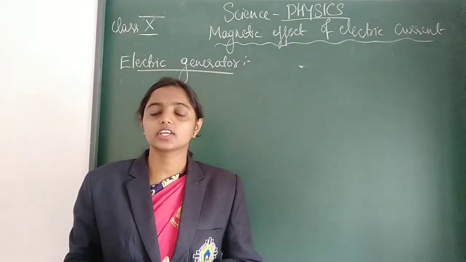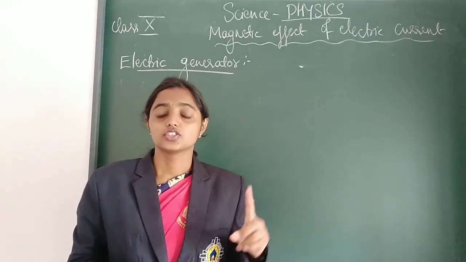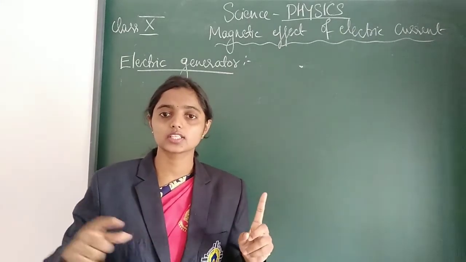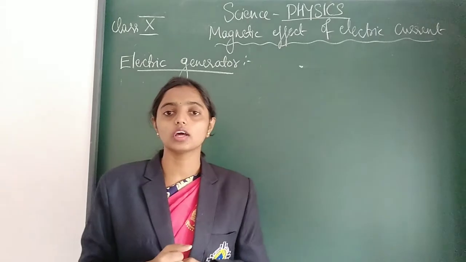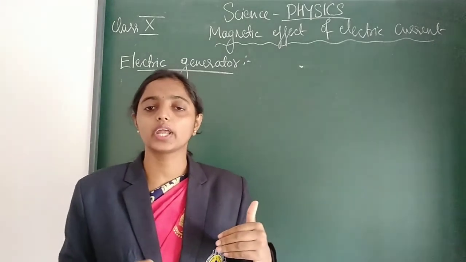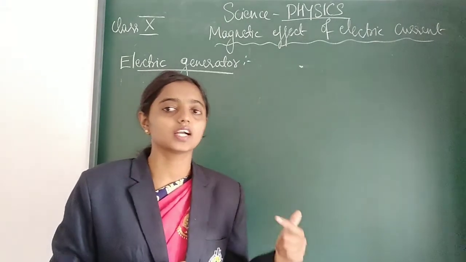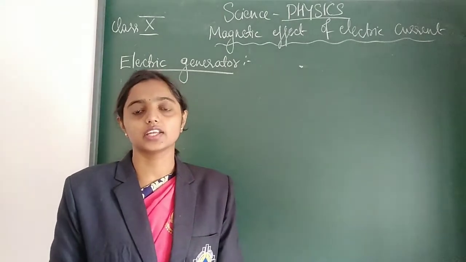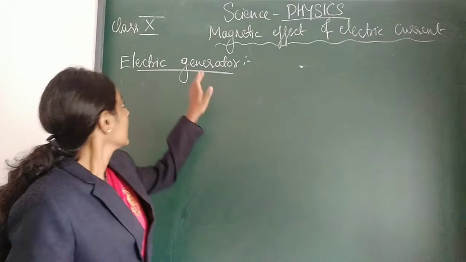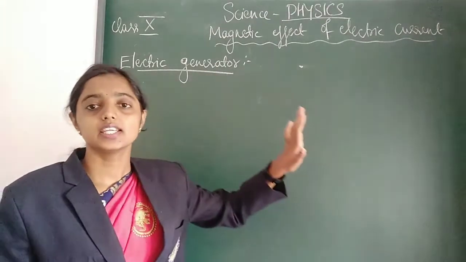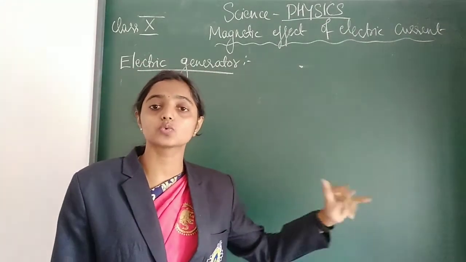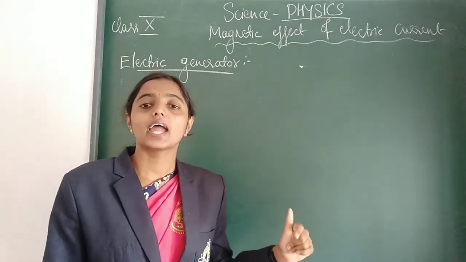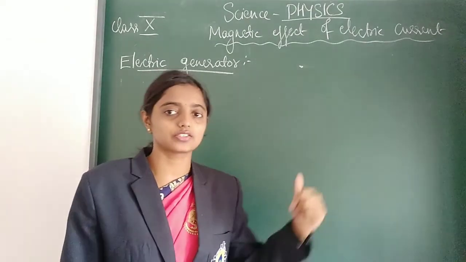The principle of electric generator is, just recall simultaneously what we learned in electric motor. It is also a rotating device, but here it converts mechanical energy into electrical energy. I will repeat again. Electric generator is a rotating device which converts mechanical energy into electrical energy.